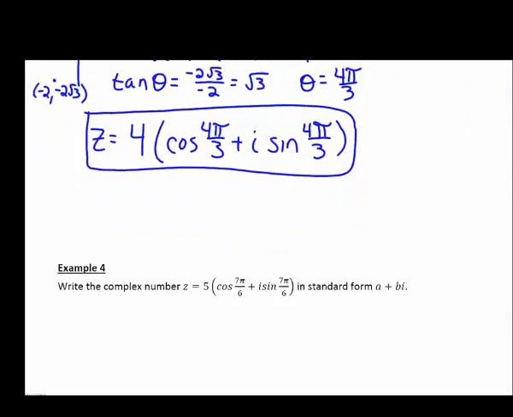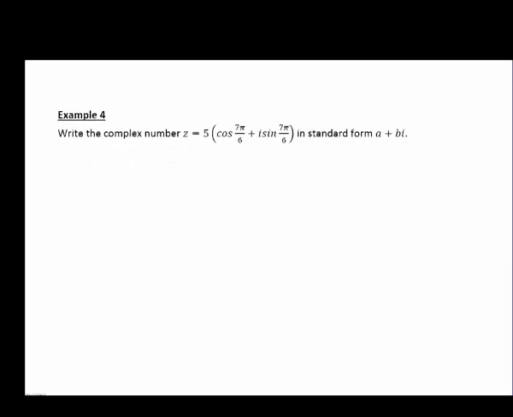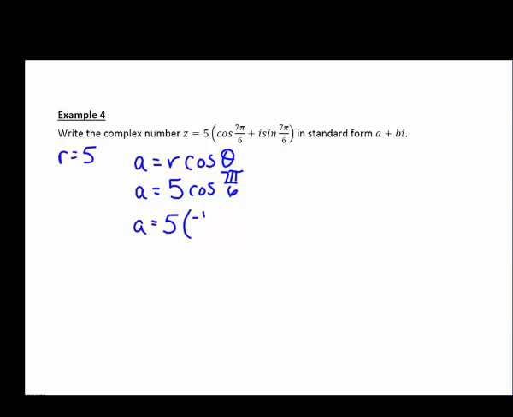All right, so now let's try going from the trig form back into standard form. So we know that our r is 5, and so we can find our a value. Remember that a was equal to r times the cosine of theta. So a is going to equal 5 times the cosine of 7 pi over 6, and the cosine of that is negative square root of 3 over 2.